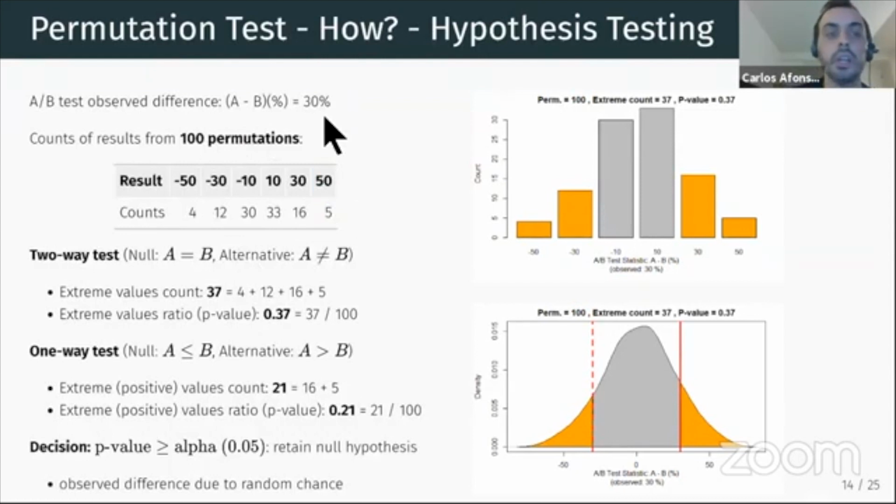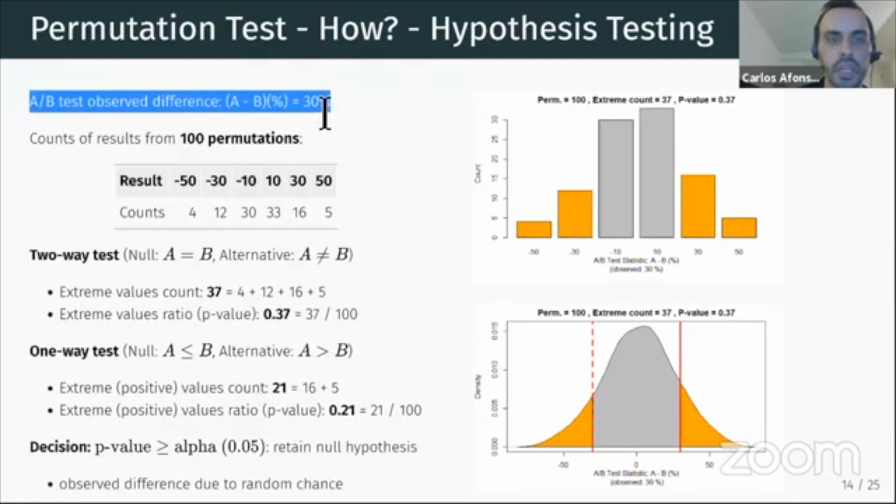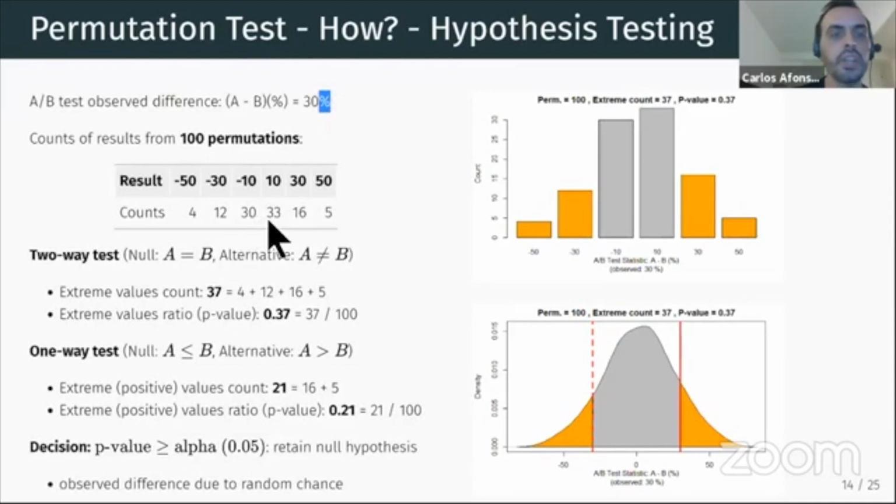What I want to know is, this is the observed difference in the A/B test itself. I want to know if this observed difference of 30% is very extreme as compared with the results that I got from the permutations. Another way of representing this table of counts is by doing this bar chart. This bar chart is representing the same information as that table.